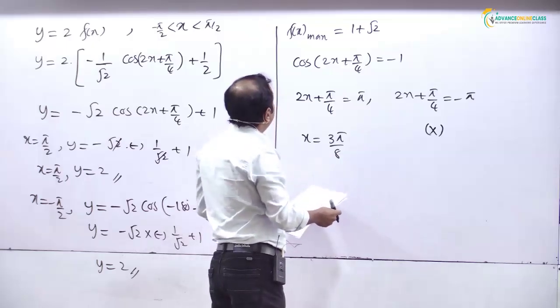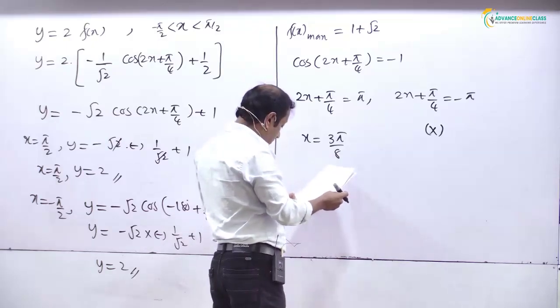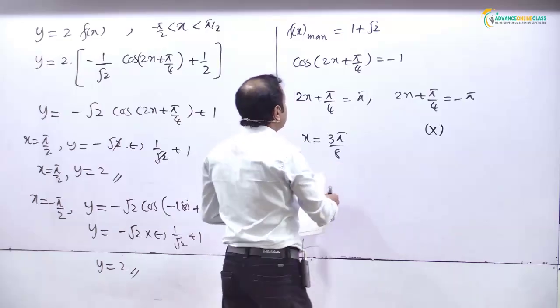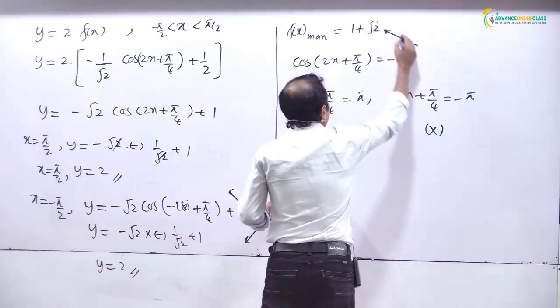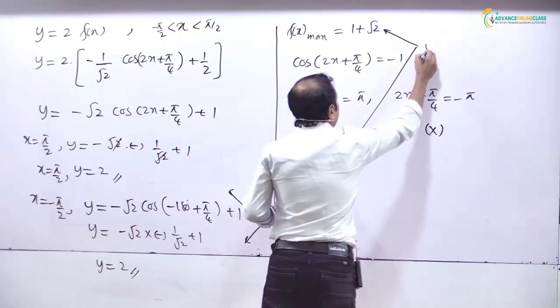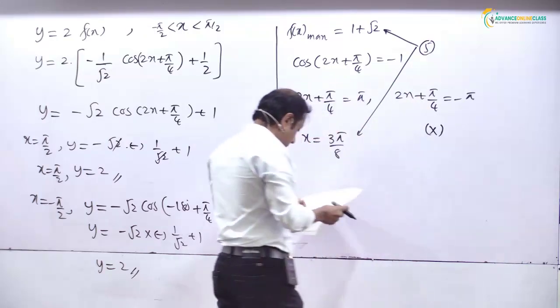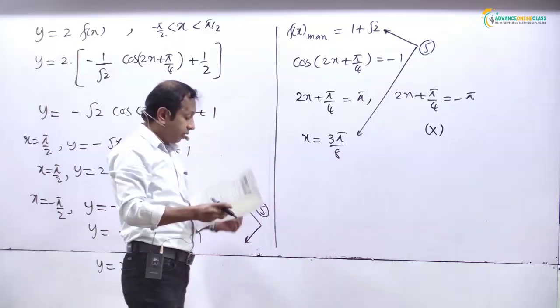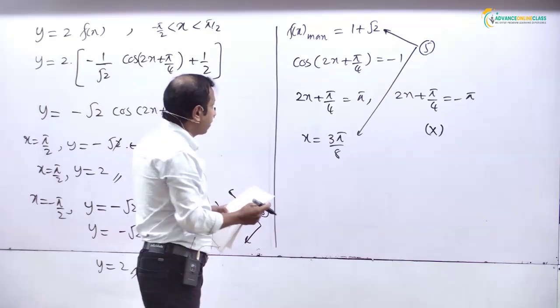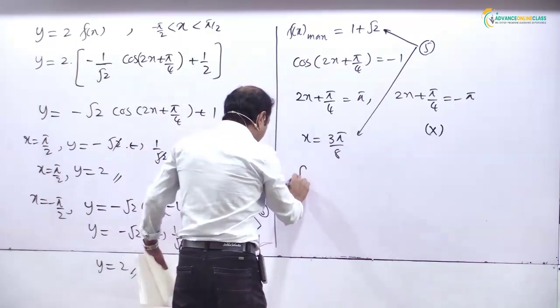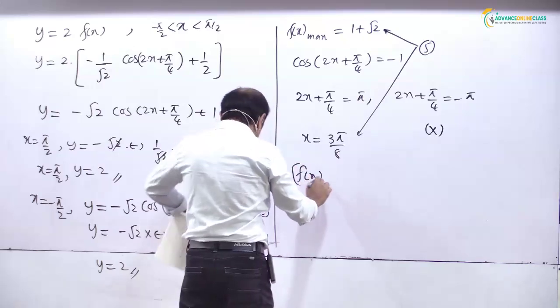All right. Then f(x) max is 1 plus root 2, at x equals 3π/8. Right. So then for this and this, we get another 5 marks. F(x) max we found, now f(x) minimum.